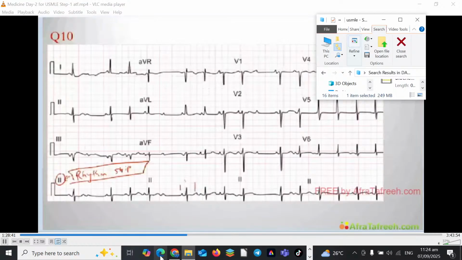Okay. So where is the block generated? You have the SA node, the AV node, and then the bundle branches and the conduction system; this conduction occurs here. If my SA node is not working, then there would be no P wave. SA node results in the P wave. AV node results in the PR interval.